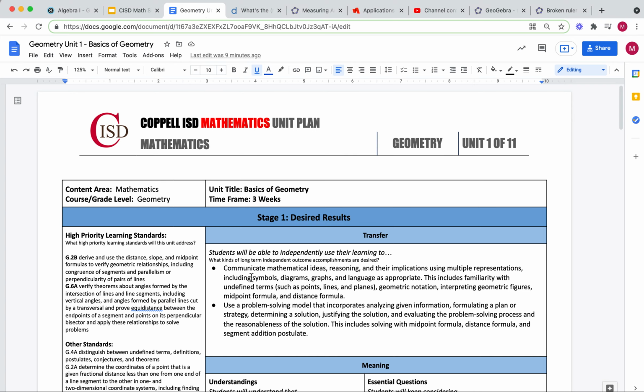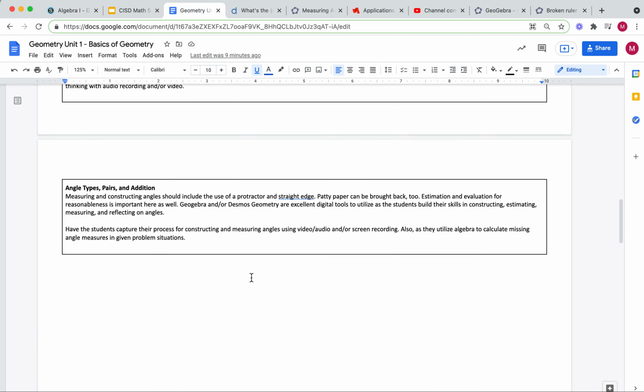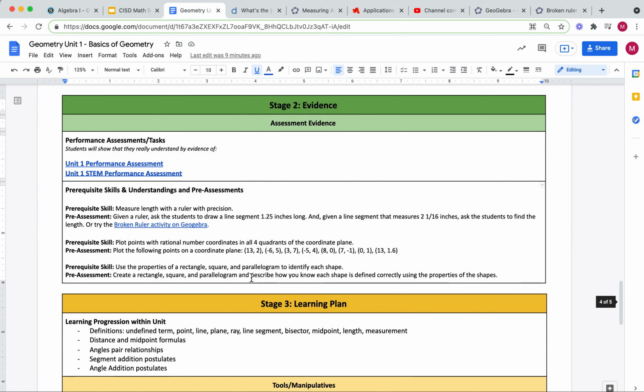In the Unit 1 curriculum document, if you scroll down to Stage 2, you'll see examples of prerequisite skills and understandings and pre-assessments for this unit. If we want to determine if our students can measure length with a ruler, we can give them a ruler, ask them to draw a line segment of a given length, or give them a line segment and ask the students to find the length.